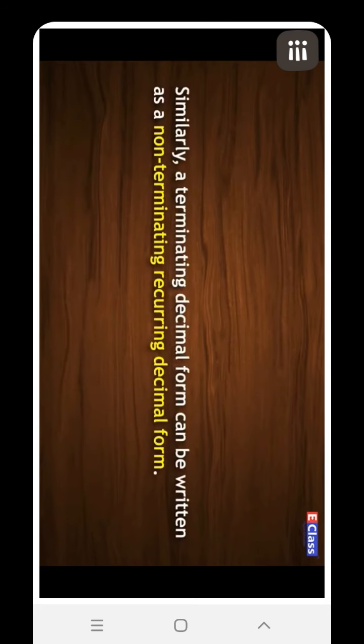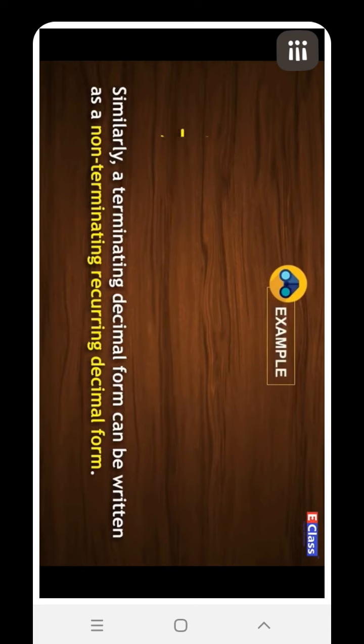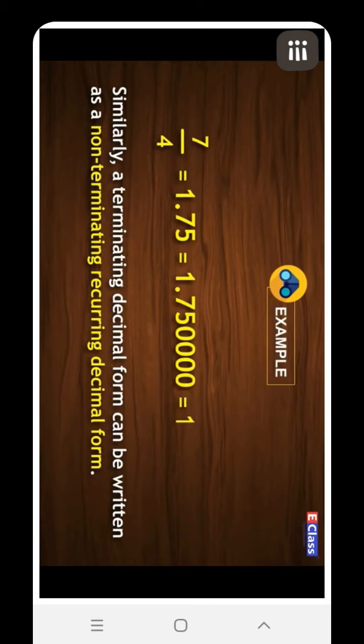Similarly, a terminating decimal form can be written as a non-terminating recurring decimal form. For example, 7 by 4 is equal to 1.75, which is equal to 1.750000..., which is equal to 1.750 dot.